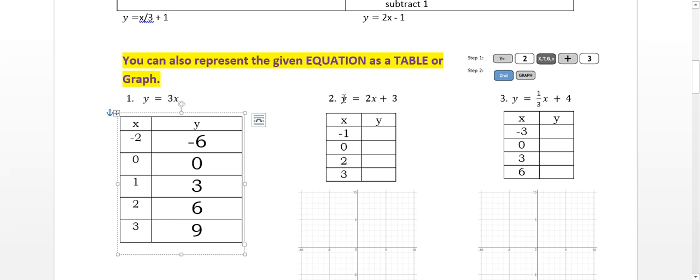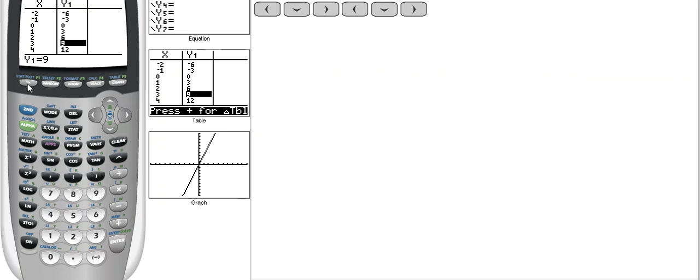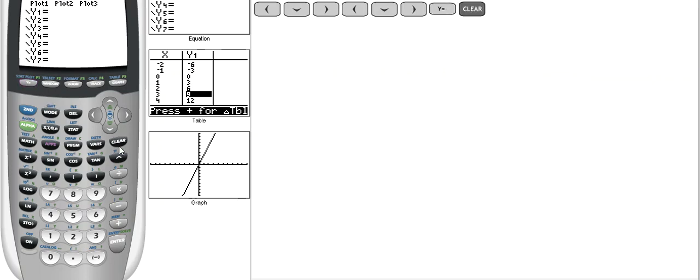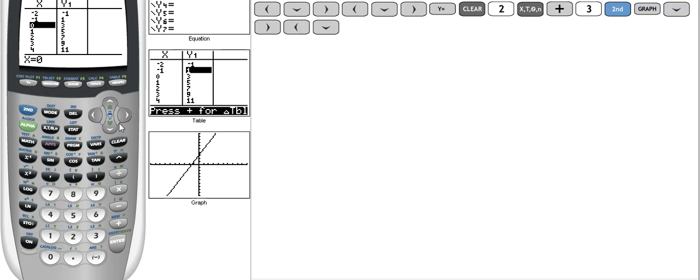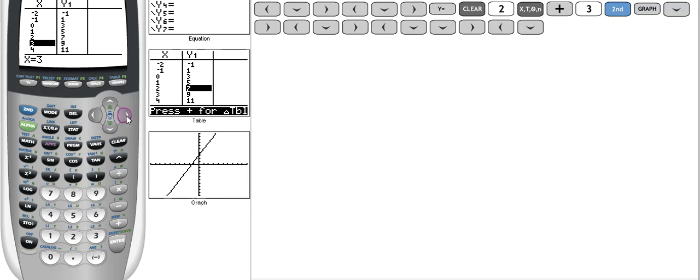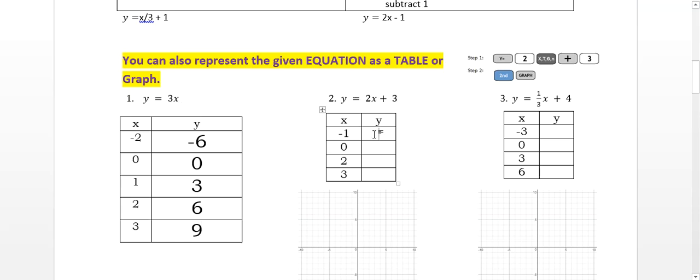Alright, so then for number 2, our equation is 2x plus 3. So let's go back to our calculators. We'll go back into our y equals, clear this out, and type in 2x plus 3. And then let's go to our table. They want negative 1. So negative 1 is across from 1. 0 is across from 3. 2 is across from 7. And 3 is across from 9. So we're going to go write those in our table.